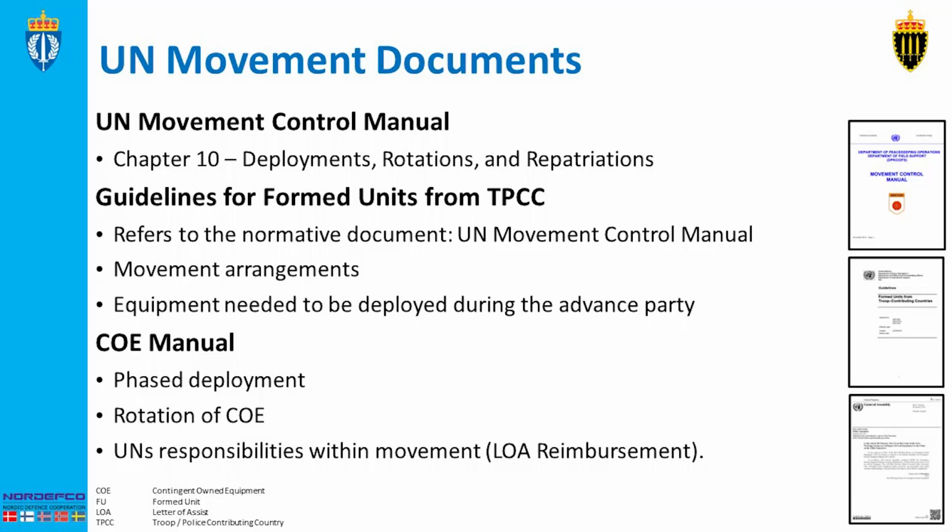The Contingent-Owned Equipment Manual contains regulations regarding phased deployment, rotation of equipment, and United Nations responsibility within movement, and what issues or services the United Nations will reimburse to the troop or police contributor. The Contingent-Owned Equipment Manual is adopted by the General Assembly resolution and not by the Secretariat. Both the Movement Control Manual and the guidelines for formed units from troop or police contributing countries are documents issued by the Secretariat.